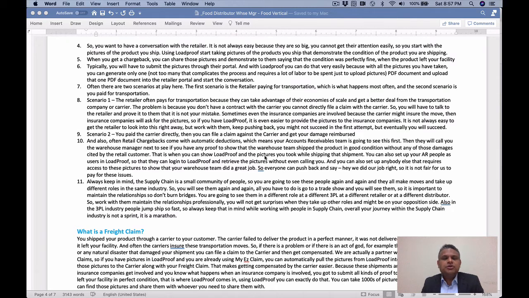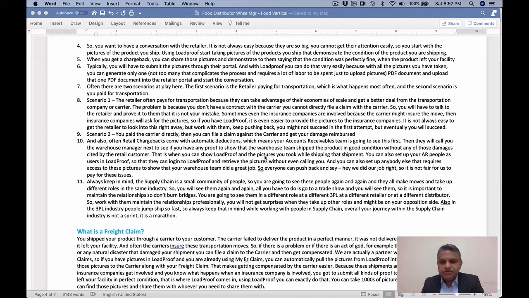Right? Scenario 2 is you paid the carrier directly, then you can file a claim with the carrier and get your damage reimbursed. Also, often retail chargebacks come with automatic deductions, right? Which means your accounts receivables team is going to see this first, then they'll call you, the warehouse manager next, to see if you have any proof to show that you did your job right.